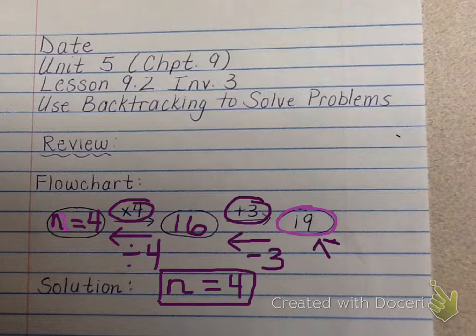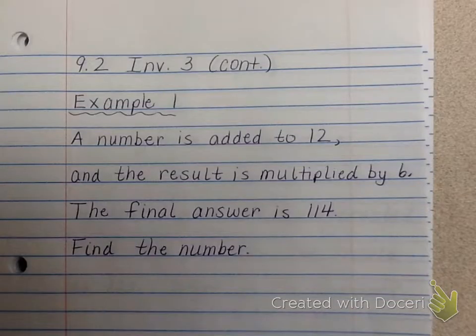Okay, so now we're going to take a look at our first example for today's lesson. A number is added to 12, and the result is multiplied by 6. The final answer is 114. Find the number. Take a moment to copy down this problem. Unpause the video when you're ready.